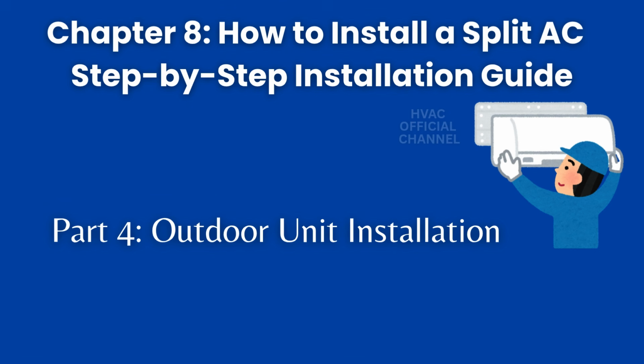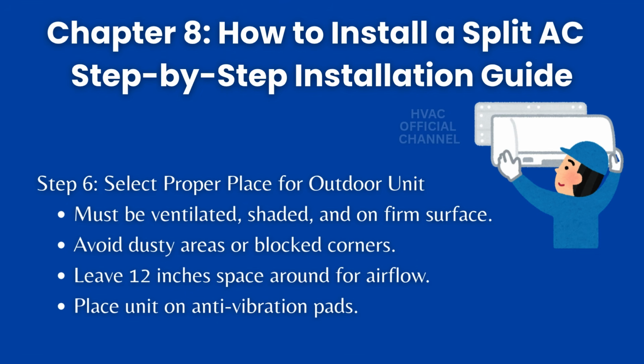Part 4. Outdoor unit installation. Step 6. Select proper place for outdoor unit. Must be ventilated, shaded, and on firm surface. Avoid dusty areas or blocked corners.